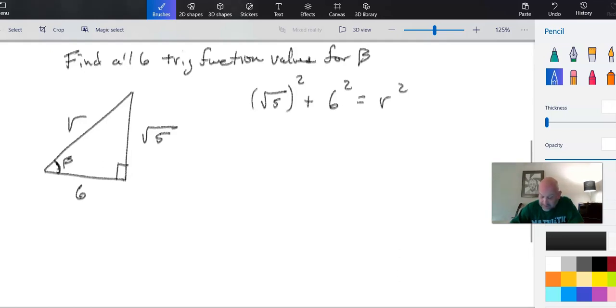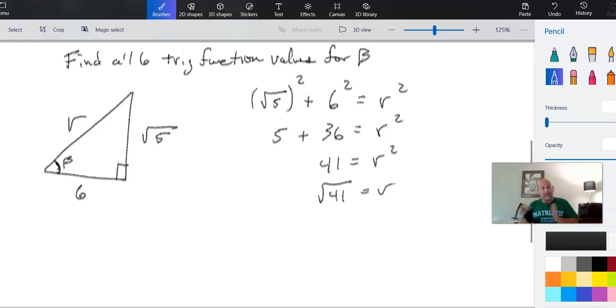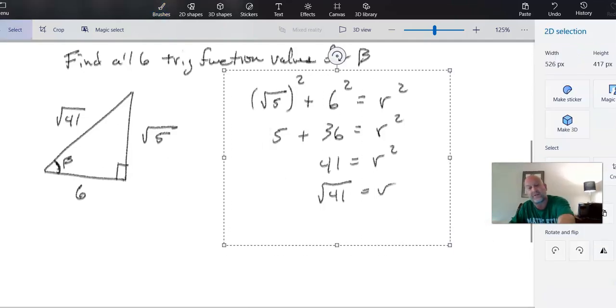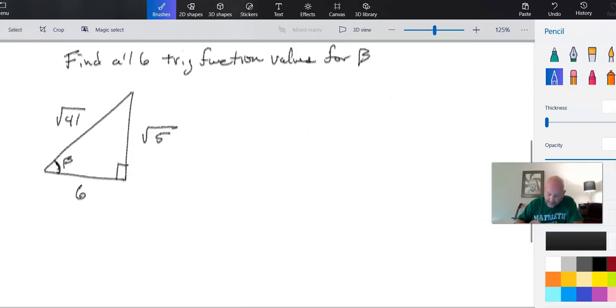So I square these, add them up, and that's going to give me R squared. So if I square the square root of 5, I get 5, plus 36 is equal to R squared. So 41 is R squared, which means that R is the square root of 41. Okay, so we have R now. So now I can just write it in. And then I'm going to go ahead and get rid of the Pythagorean computation here. Now we need to go through and figure out all of our trig functions. So let's start with sine, cosine, and tangent.